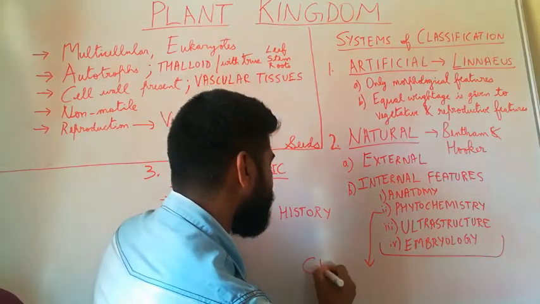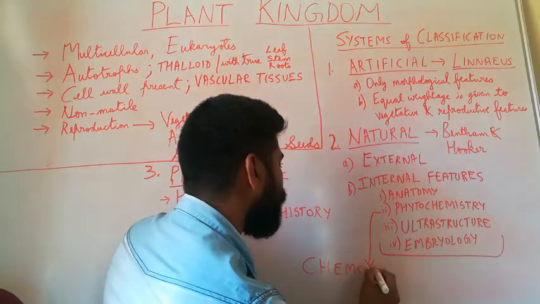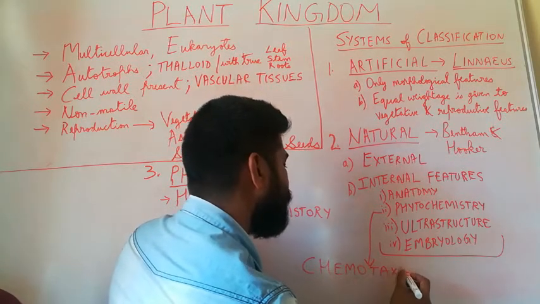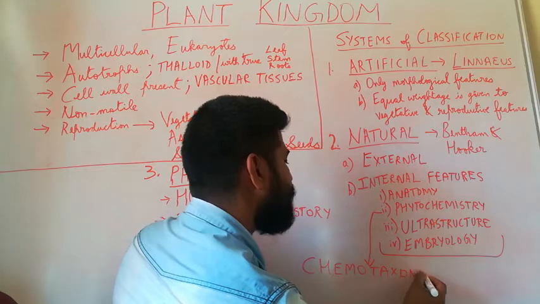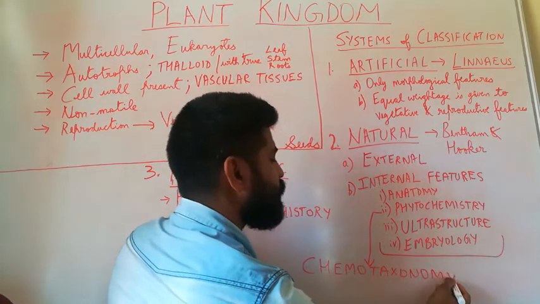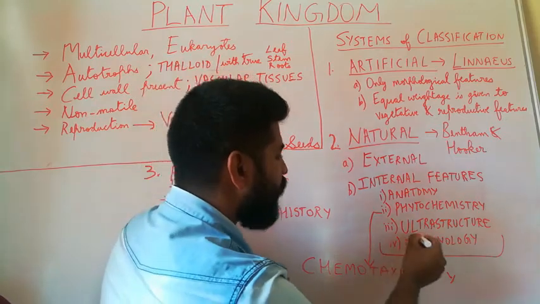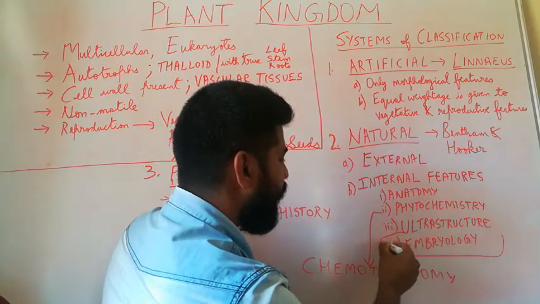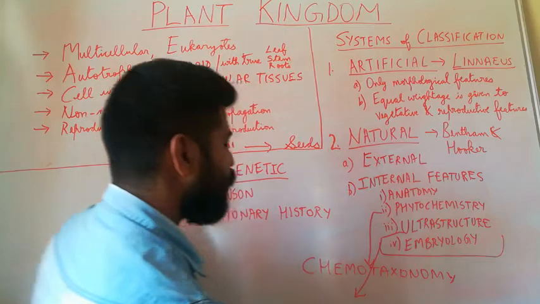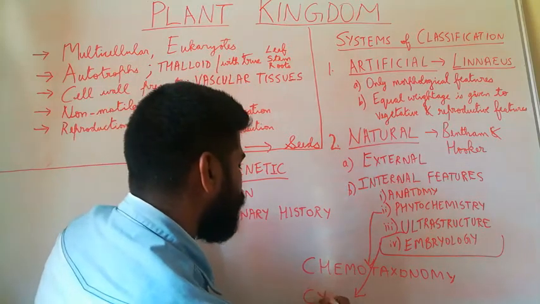This is what is called chemotaxonomy, where the chemical compositions of plants are used for classification. Based on the ultrastructure of plant, this could be cytotaxonomy.